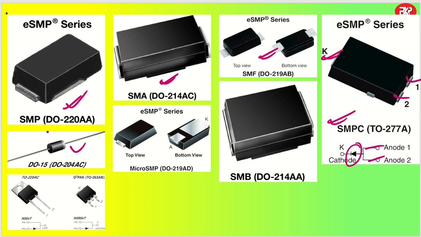If you go a little bit higher in ratings, then you go ahead with DO15 package, and we have micro SMP package, we have SMB package. So as I told you, SMA, SMB, SMC, SMP, SMF, all these are different packages. Okay, now the very best thing is we have TO220 package as well. Okay, so for very high ratings like 2000 volts or 3000 volts, even 1000 volts, we have DD2 package. So these are generally used in power supplies.